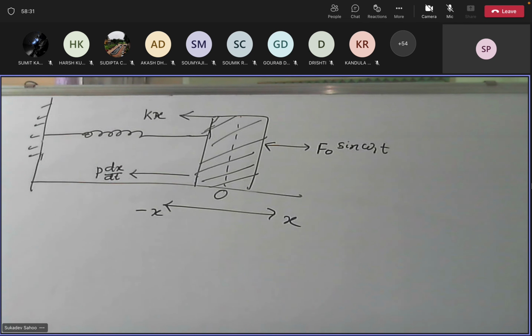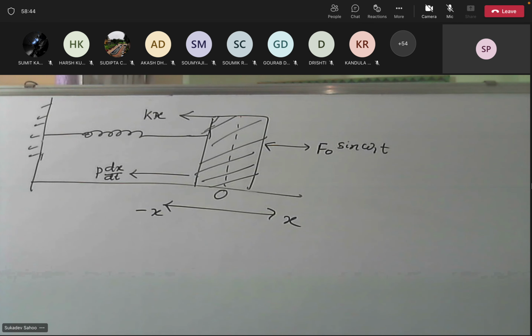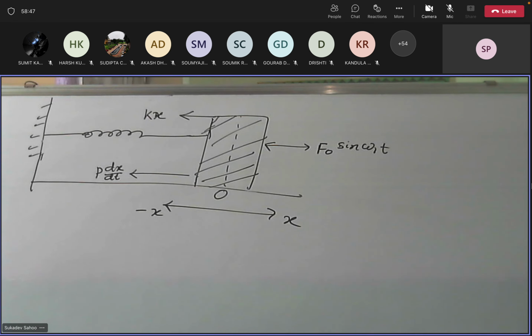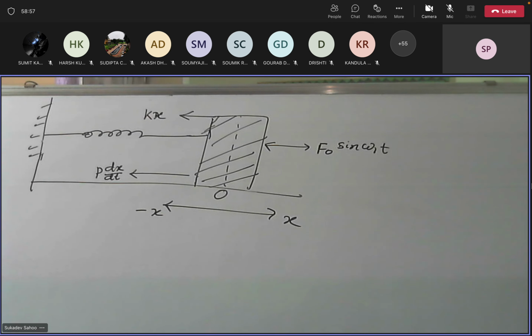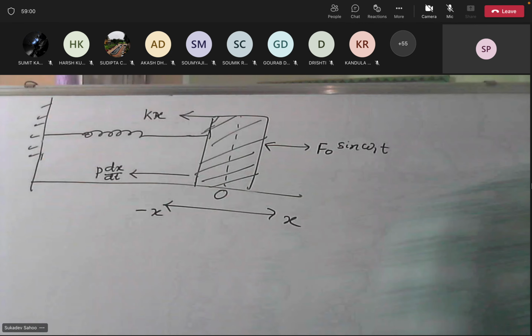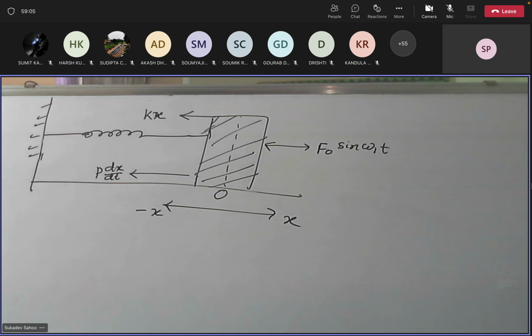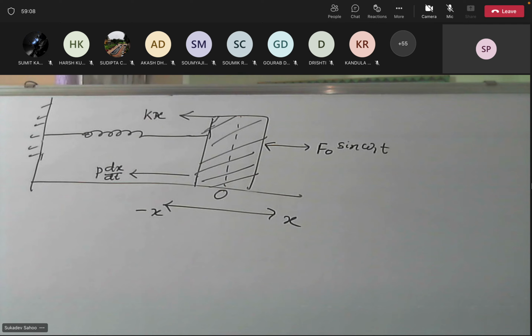Okay, let us consider a body of mass m, which is capable of executing damped simple harmonic motion and subjected to an external periodic force of a constant amplitude and frequency. Amplitude means we have said F0 and frequency means omega 1. Suppose x is the displacement of the particle from its mean position at time t.